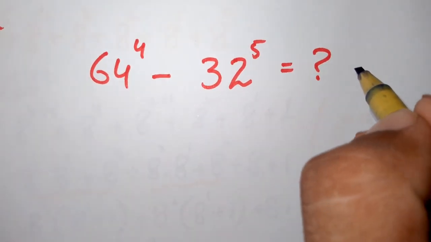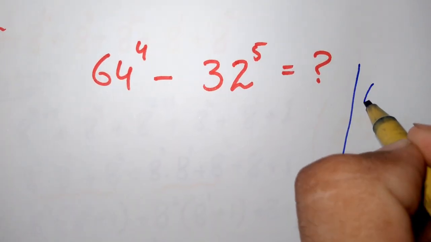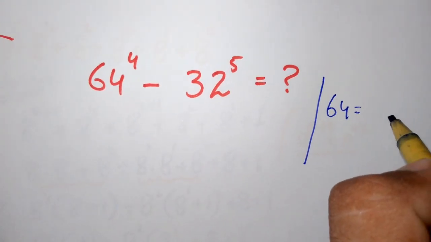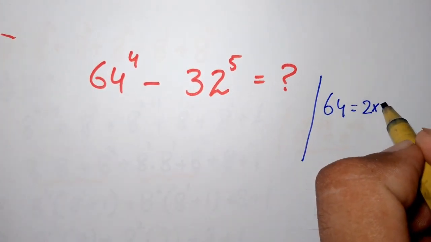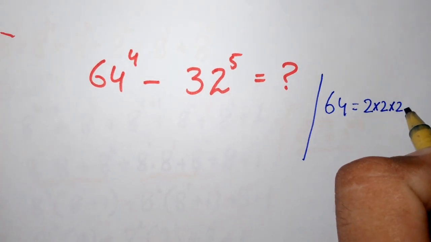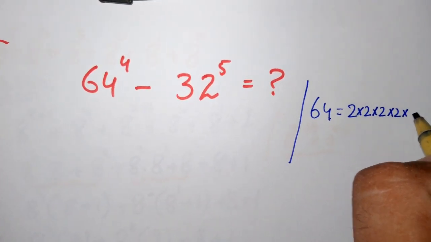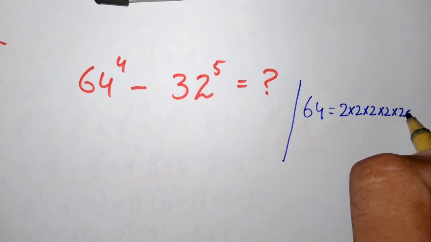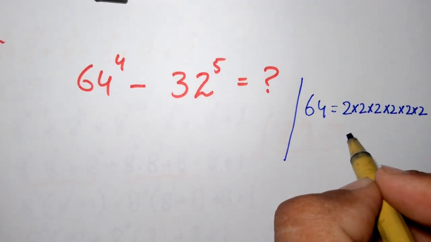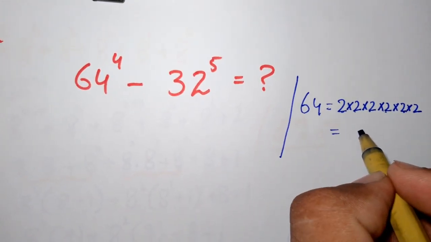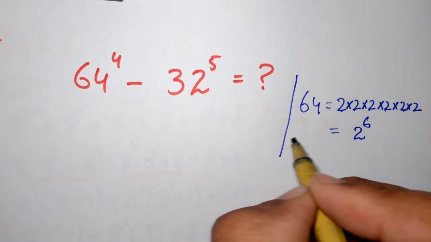64 is equal to 2 times 2 is equal to 4, 4 times 2 is equal to 8, 8 times 2 is equal to 16, 16 times 2 is equal to 32, 32 times 2 is equal to 64. So 1, 2, 3, 4, 5, 6. So 64 is equal to 2 to the power of 6.